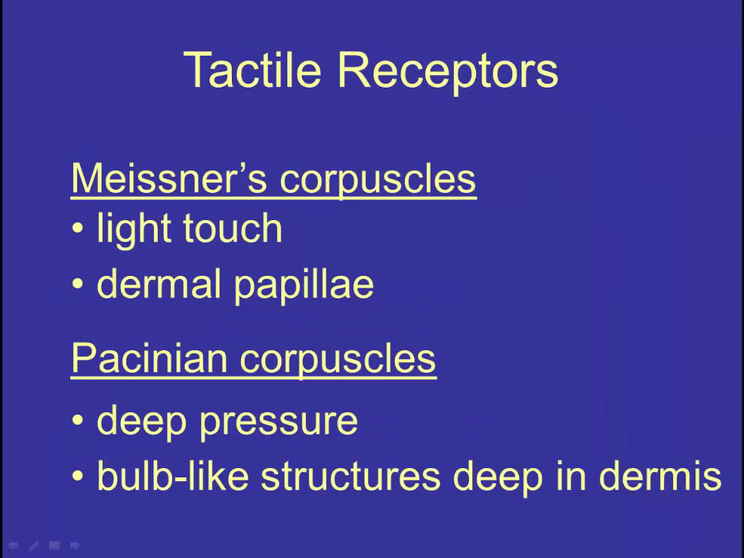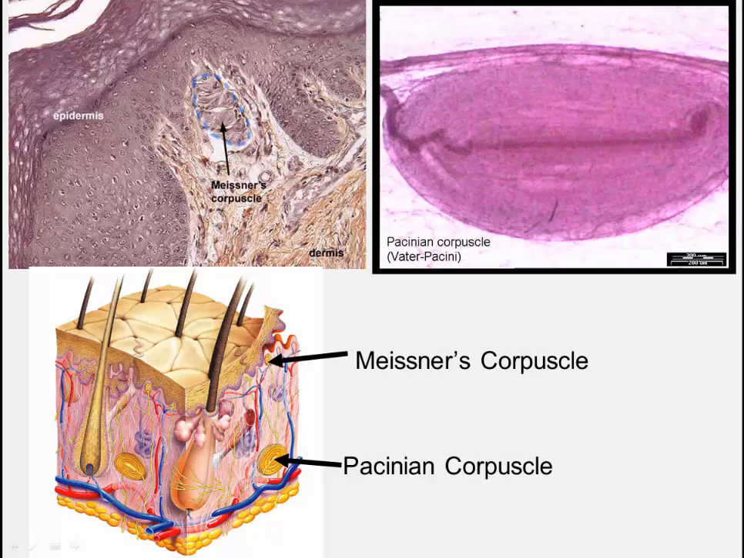We will look at a couple of exteroceptors called Meissner's corpuscles and Pacinian corpuscles. Meissner's corpuscles will be involved in light touch, and Pacinian corpuscles will be involved in deep pressure. Therefore, if you look at their location, in order to be involved in light touch, a Meissner corpuscle has to be closer to the surface of the skin. And deep pressure, where you're really pushing on the skin, that's going to be found deeper.